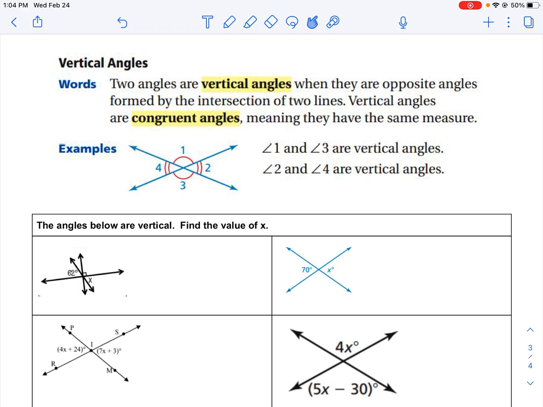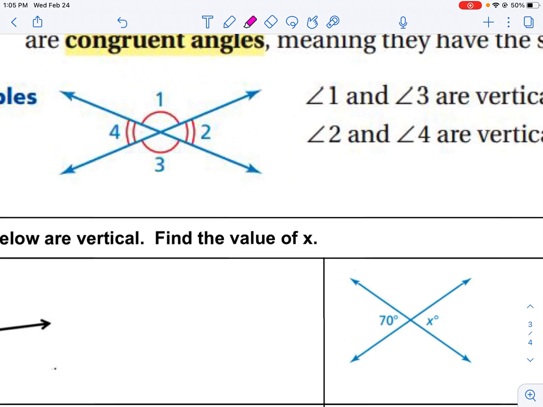So vertical angles are, they're not tough, but they seem to give students problems remembering how to set them up algebraically. So two angles that are vertical, think of vertical as up and down. So when you're looking at them, like 4 and 2 are vertical because I can draw a line between them and they kind of connect in the middle. Whereas 1 and 3 are vertical because I can draw a line and connect them.